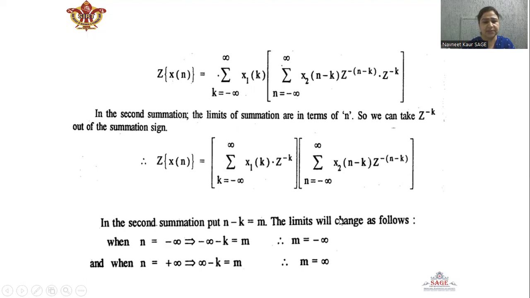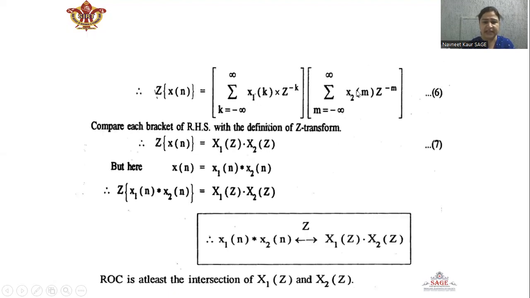Now in the second summation, I'll put n minus k as m. Since there is change in the variable, I will calculate the limits also. When n is equal to minus infinity, which is the lower limit, m will also be minus infinity. And when n is plus infinity, m will also be plus infinity. So now I'll put m equal to minus infinity to plus infinity. In place of n minus k, I'll put m. So I'll get summation of x2(m) z raised to the minus m, m equal to minus infinity to plus infinity.